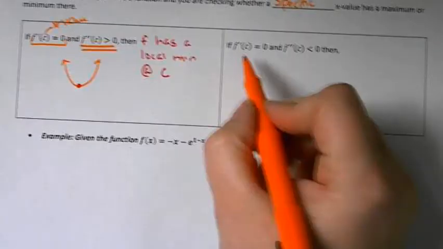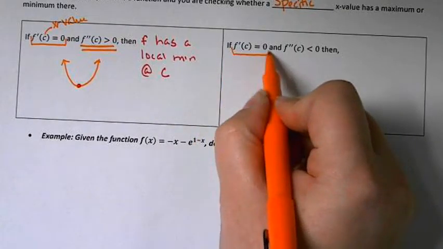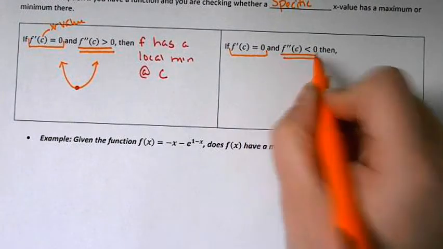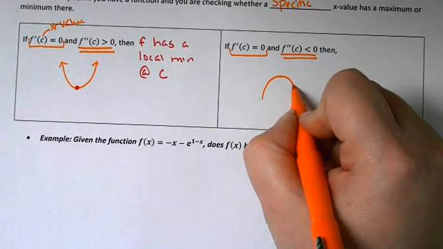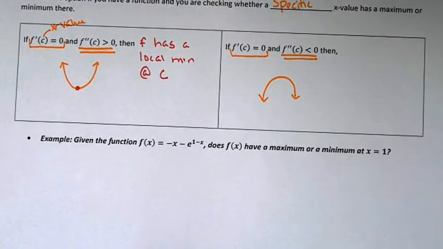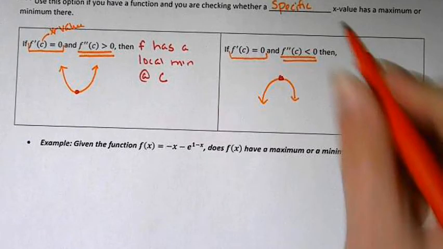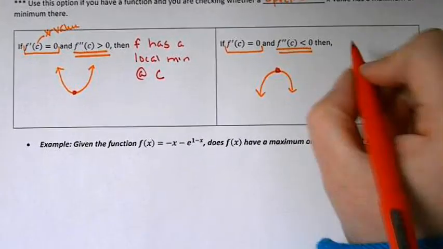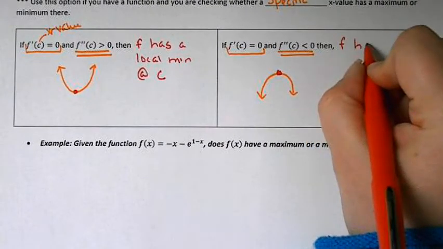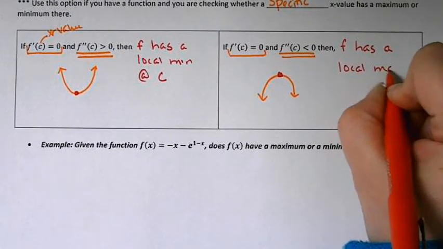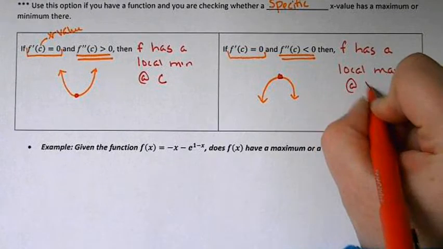Okay, then if we look at the first derivative being 0, and the second derivative is less than 0, well, that means that the function is concave down, which means we must be looking at this point right here. That must mean that f has a local max at x equals c.